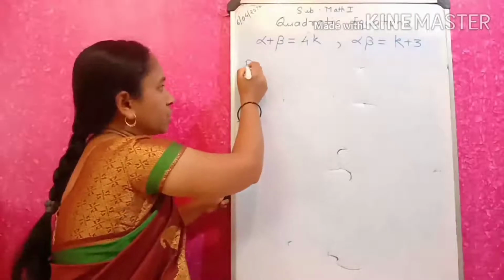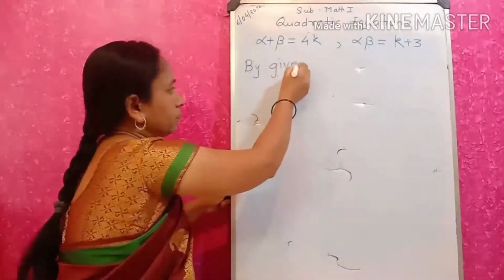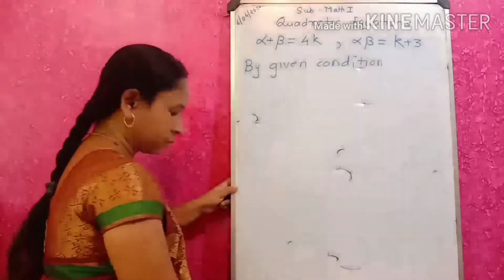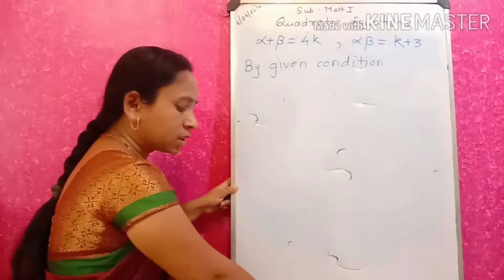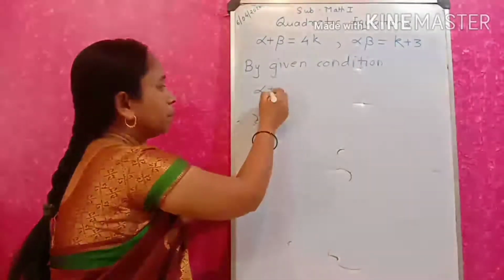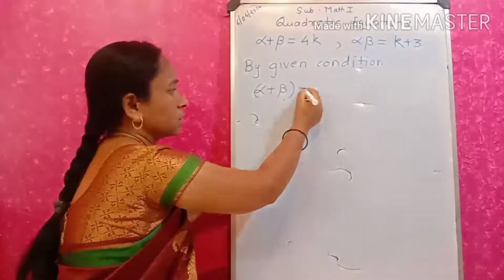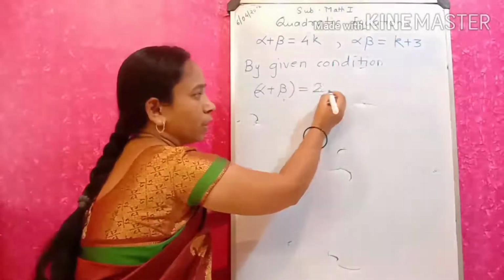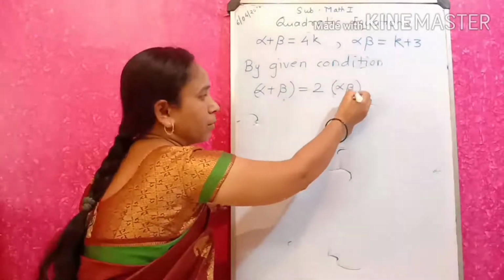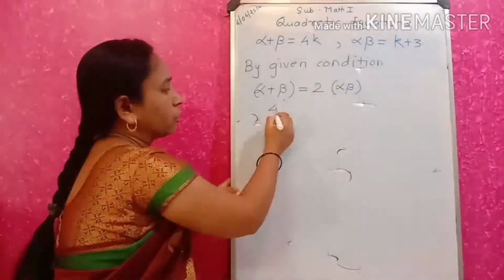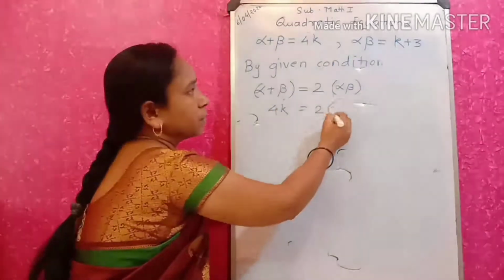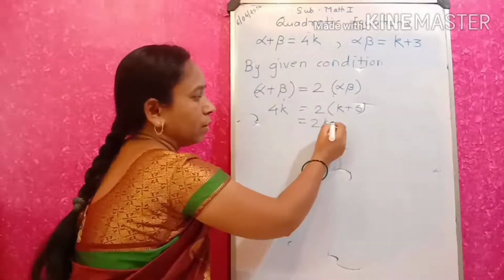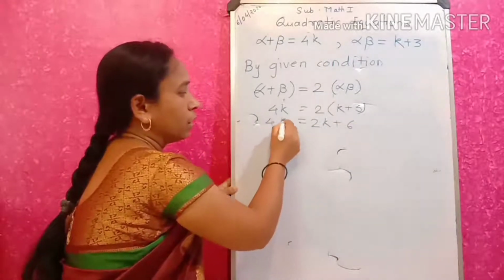By the given condition, they have said the sum of roots, alpha plus beta, these are the sum of the roots, is double their product. Double, 2 times their product, alpha into beta. Now we'll put the values. Alpha plus beta is 4k, equal to 2 into (alpha into beta), k plus 3. Multiply inside the bracket: 2k plus 6. 4k, 2k.